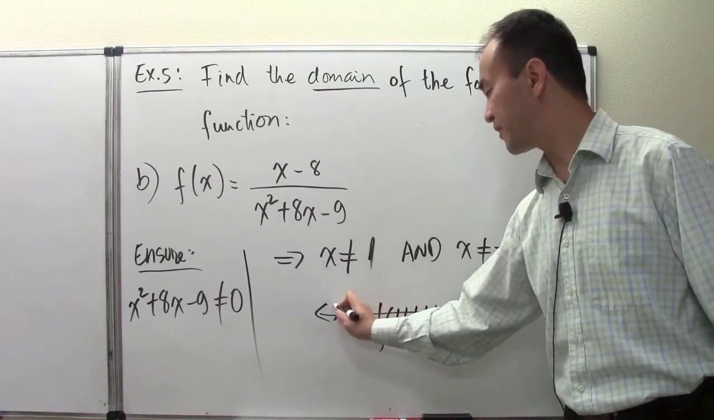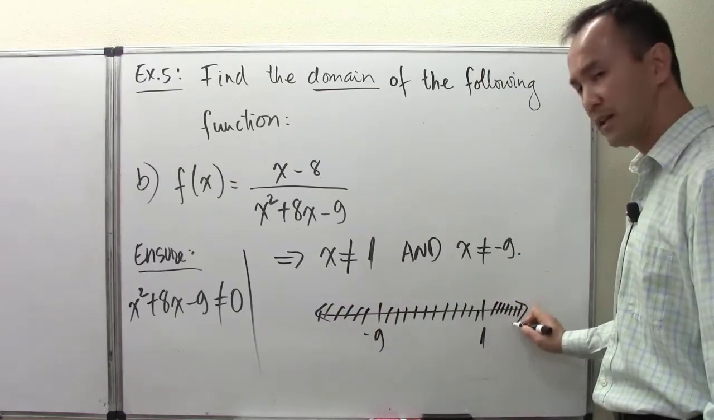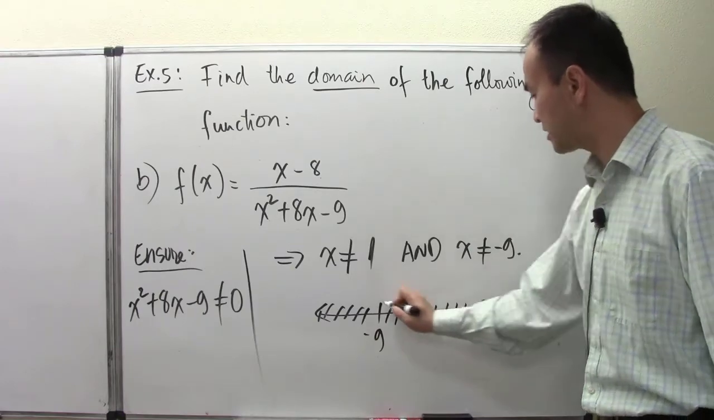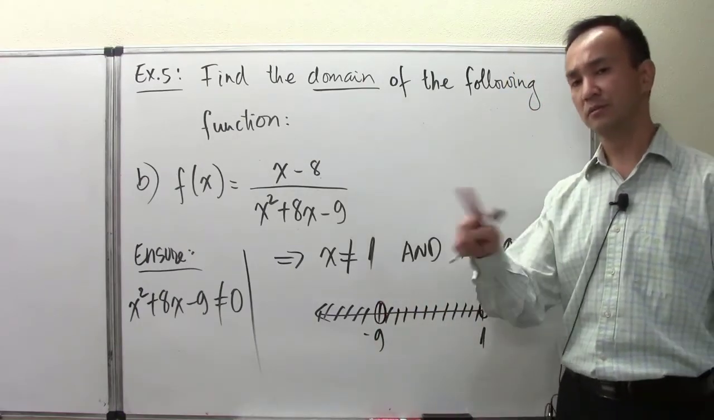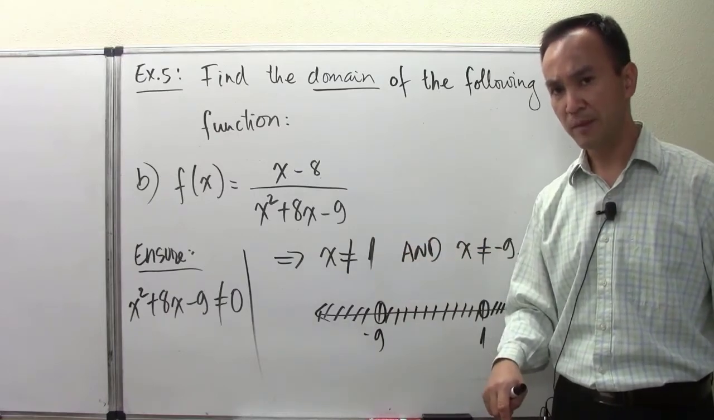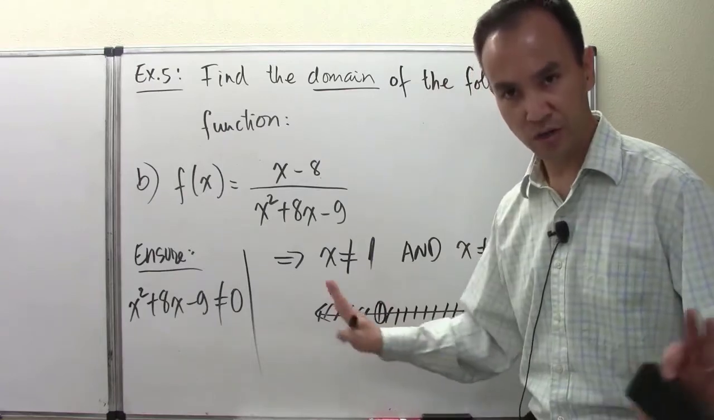Anywhere to the left of negative 9, those values work. Anywhere to the right-hand side of 1, those values work. But just not at 1 and not at negative 9, we take those two bad guys out. So now we've got 3 separate intervals, and we are ready for writing it.